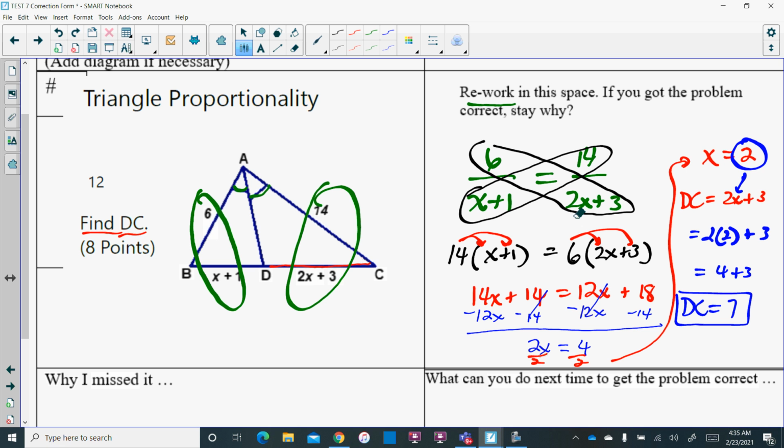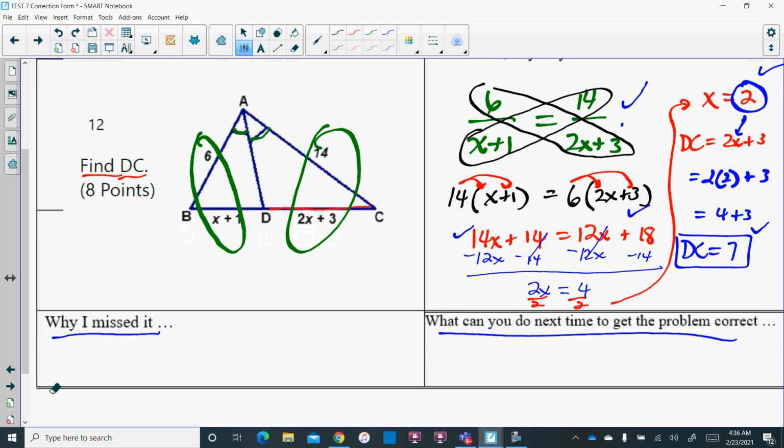And so I checked for your setup. I checked that you did the cross products correctly. You had the right equation, and then you got to the x, and then you got to the DC. So there were several things. So make sure you have your reworking for this problem. Tell me why you missed it and what you can do next time.